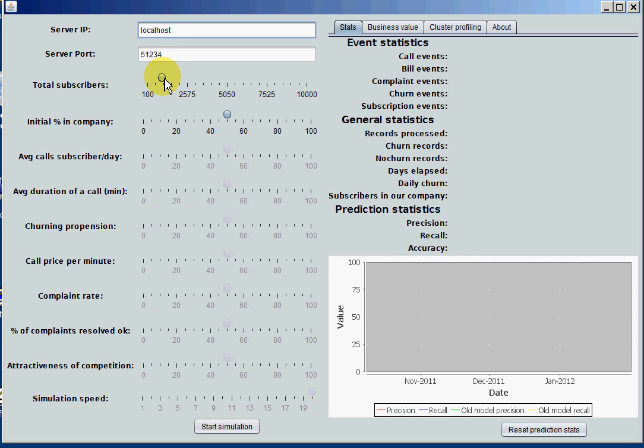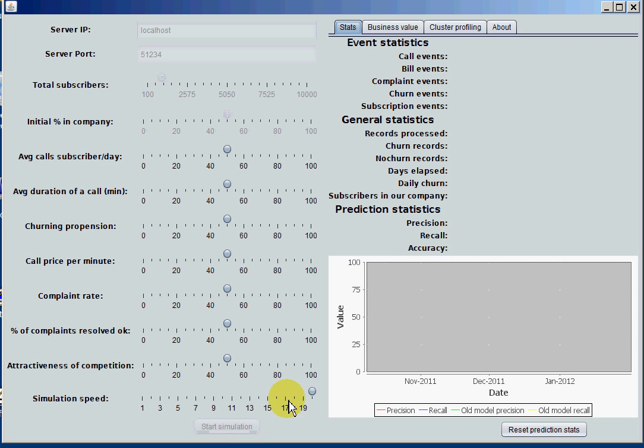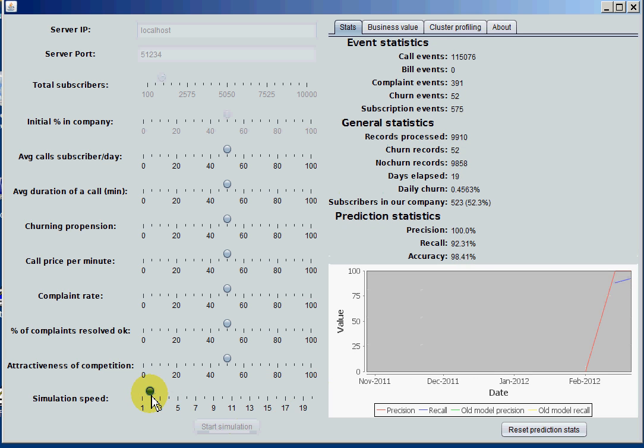Here we can set the number of simulated subscribers. We leave it to the default 1000 and say that initially they are split half and half between us and the competition. Let's start the simulation now and slow it down so that we can see more clearly what is going on.